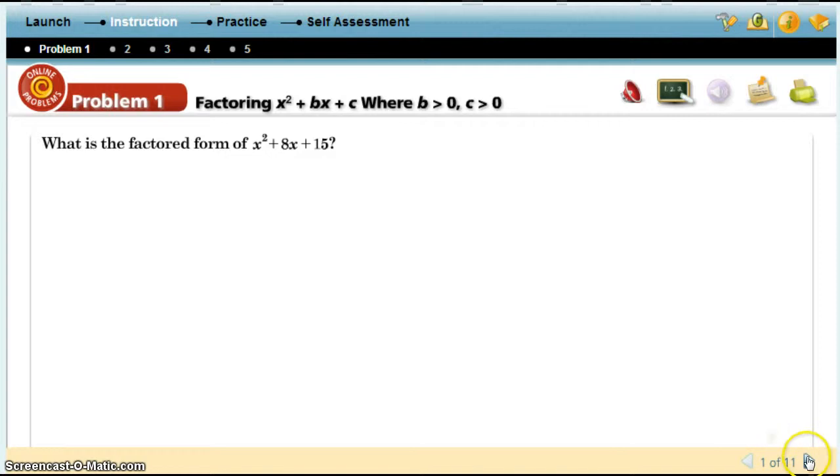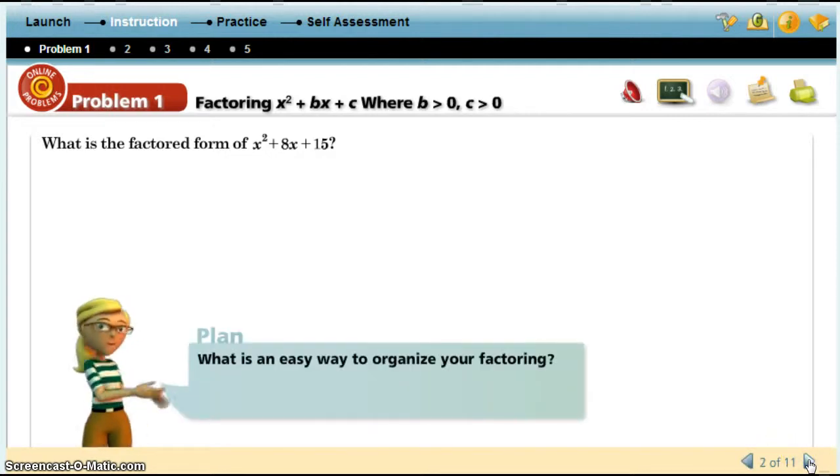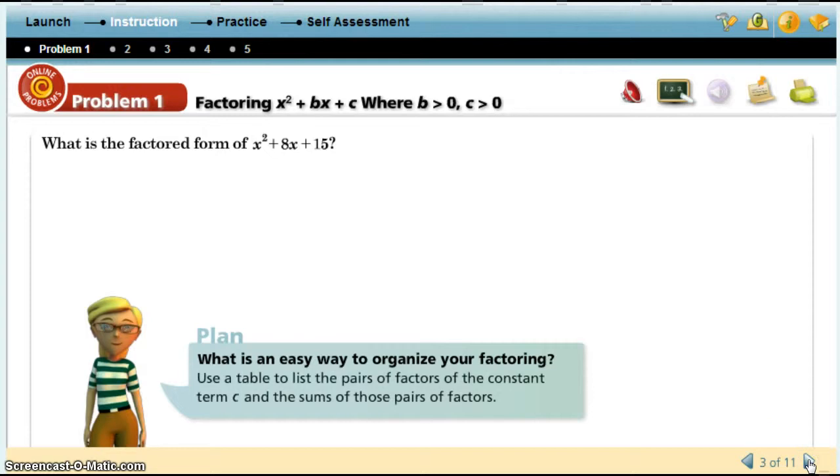So let's look at this first example. Let's factor this trinomial. What is an easy way to organize your factoring? Now this is a really good practice. This is a good way to get started with these trinomials. Use the table to list the pairs of factors of the constant term c and the sums of those pairs of factors. Now that might sound a little confusing, but what they want you to do is list all of the numbers that when you multiply you get 15. Okay, there's not very many of them. And then take those numbers and add them together.